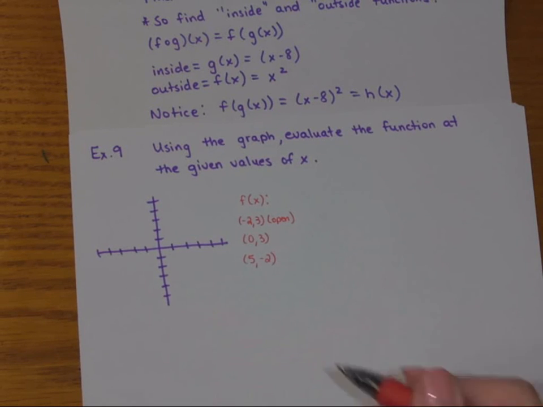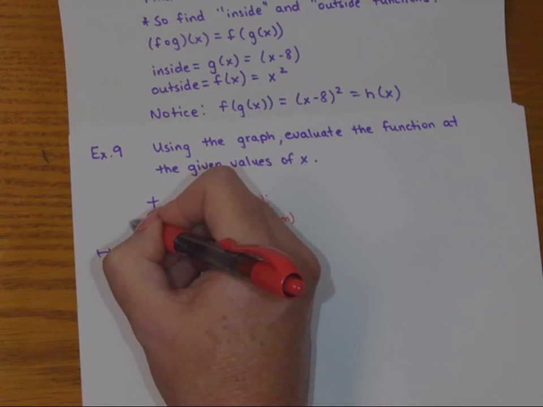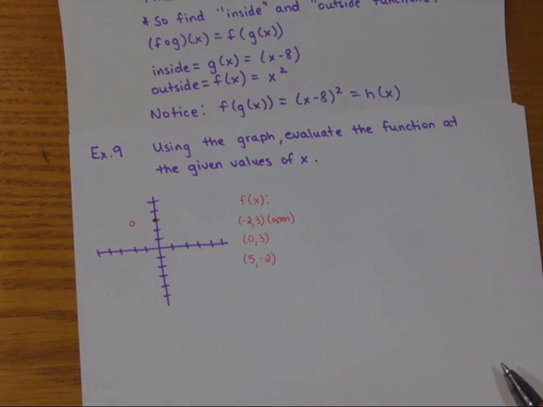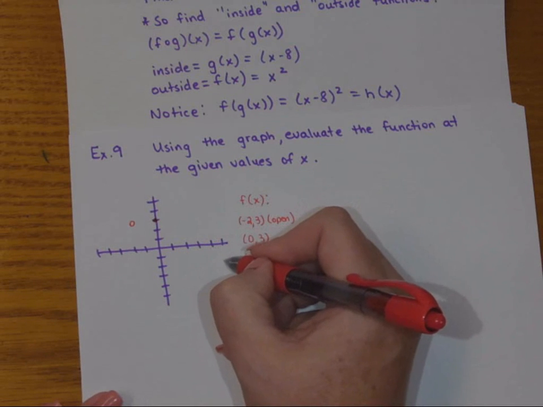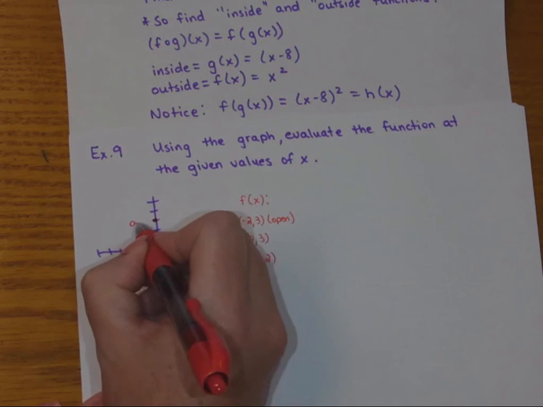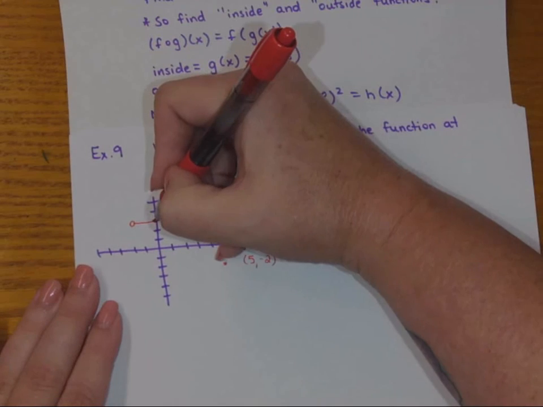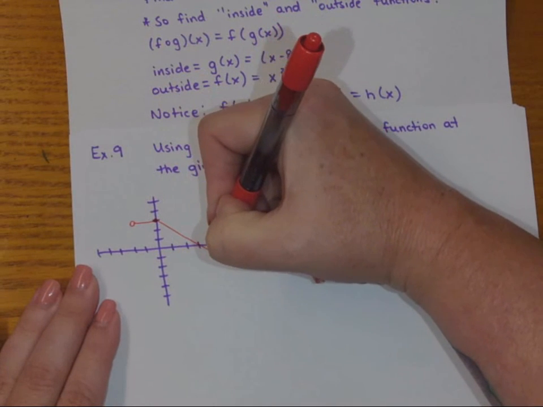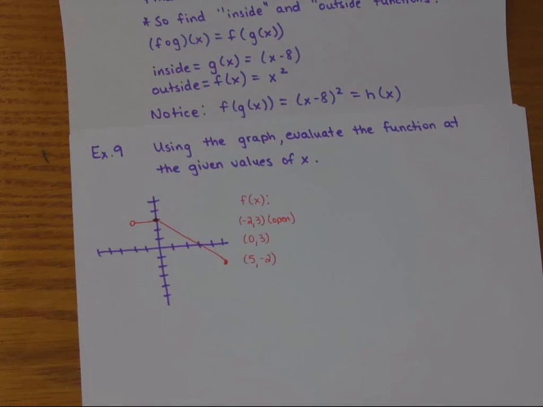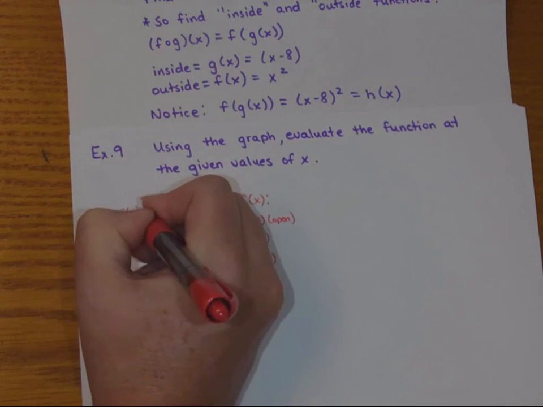I'm going to do mine in red. Again, you can pause the video, but (-2, 3) I'm going to make open. (0, 3) is there, and then (5, -2) is about here. So I want you to make a flat line there, and then just draw a line through there the best that you can. Okay, and we're calling this f of x.